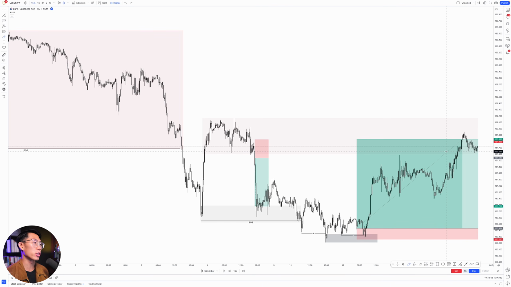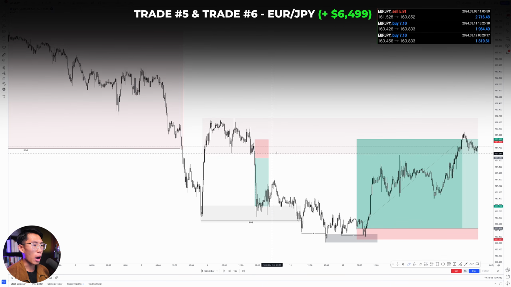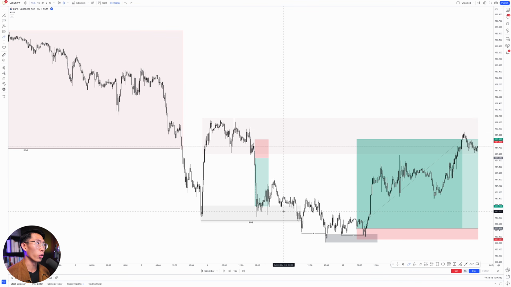Okay, so the next trade is actually on Euro JPY. I actually entered for a sell here the first time round and I made about 3.7k. And then later on, I actually entered for a buy to trade the counter trend and I made about 2.7k. So in total we made about, I don't know, $6,000 or something, on these two trades on Euro JPY.